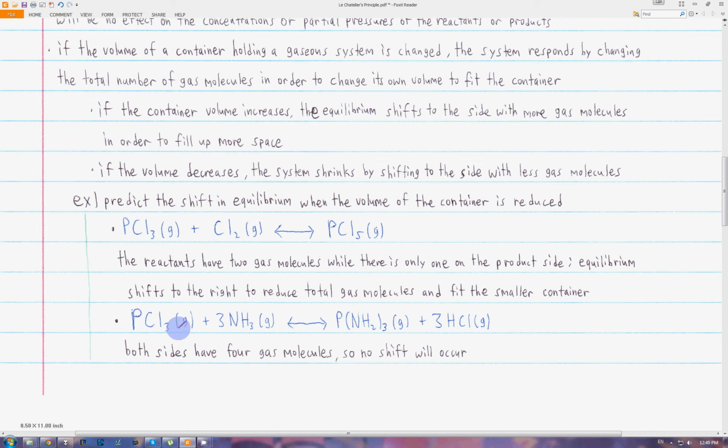If we have this reaction, there are 4 gas molecules on both sides. So if we reduce or increase the volume of the container, the equilibrium will remain unchanged since both sides have the same number of gas molecules. So neither side is more favorable than the other.